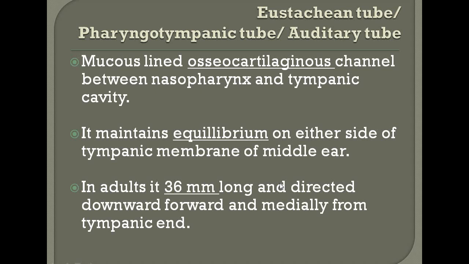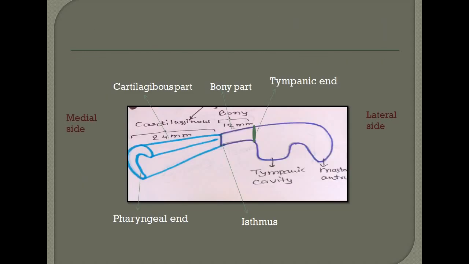Eustachian tube, also known as pharyngotympanic tube or auditory tube, is a mucus lined osteocartilaginous channel between nasopharynx and tympanic cavity. It maintains equilibrium on either side of tympanic membrane of middle ear. In adults, it is 36 mm long and is directed downward, forward and medially from tympanic end.